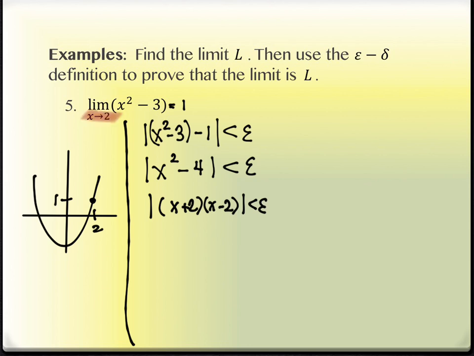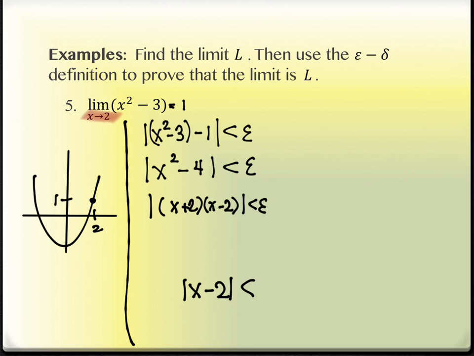This is what we want. We want x to approach 2. So if we want x to approach 2, then the ending result that we're looking for down here is x minus 2 is less than something. That's where we want to end. Does that make sense? So the part that we really don't want to be there is the x plus 2. Agreed?